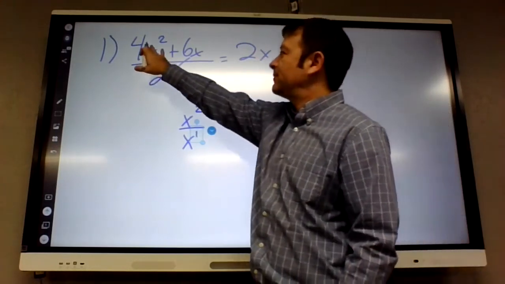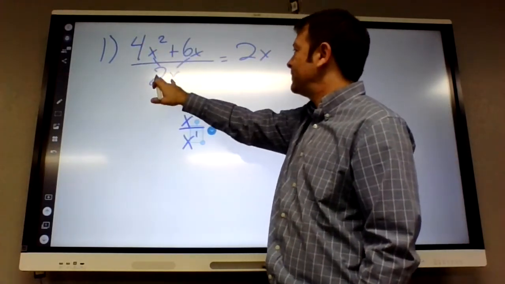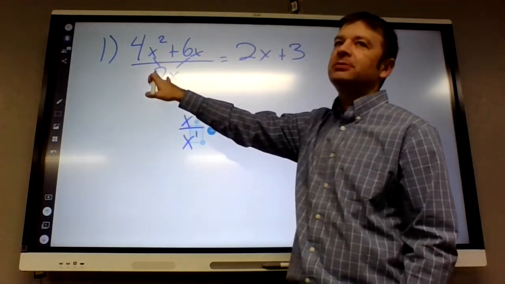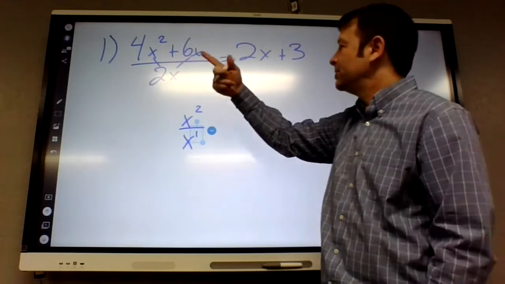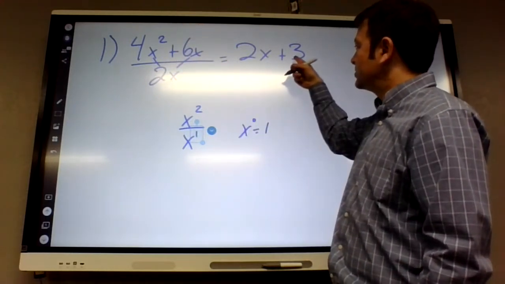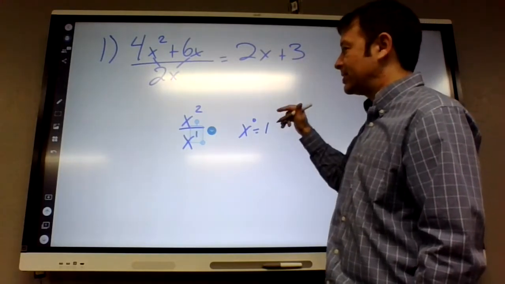Okay, that's just the first term. Plus, what's 6 divided by 2? 3. X divided by x? Well, it's 1. It's x to the 0, or 1. So it's just 3 times 1 is 3. It just disappears, cancels out.